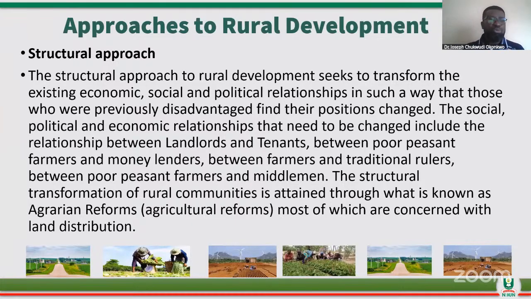The structural transformation of rural communities is attained through what is known as agrarian reform, that's agricultural reform, most of which are concerned with land distribution. Of course, I was discussing with someone recently, just a day or two ago, concerning land tenure system. Land tenure system in Nigeria simply means the land ownership. And land ownership means that how do we own land such that we can improve agriculture?